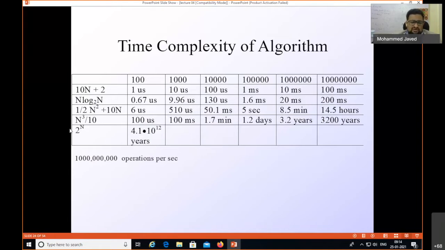Now you see that if you take 2 power n, and n is just 100, then you can imagine that it takes 4 into 10 to the power 12 years. So though your algorithm is of cubic complexity, if your value is 10 power 7, then it will take 3200 years to complete the execution. So that's why the n value is very, very important, and analyzing the complexity of the algorithm is very, very significant.